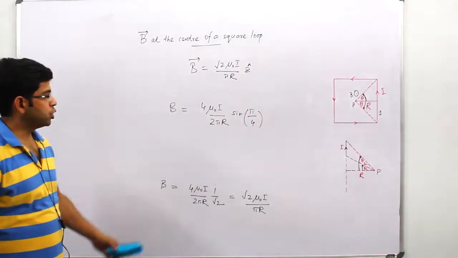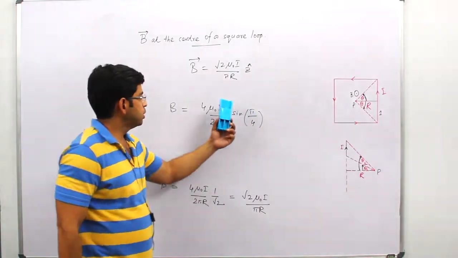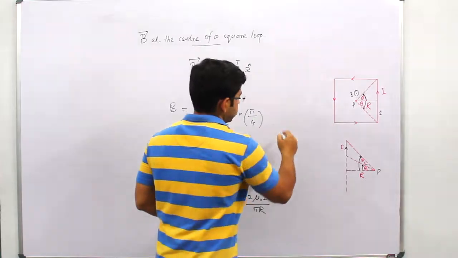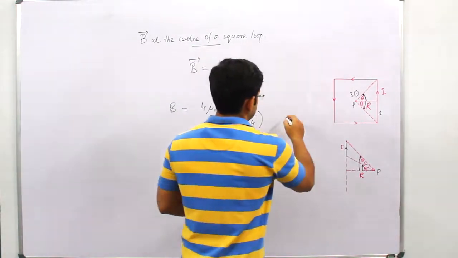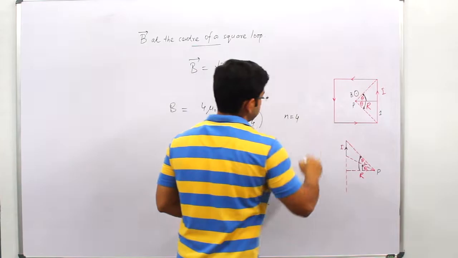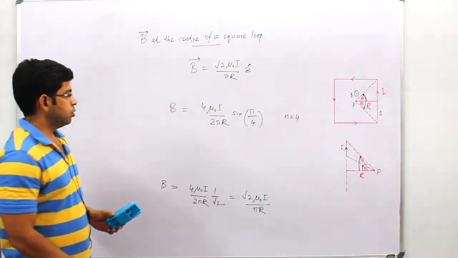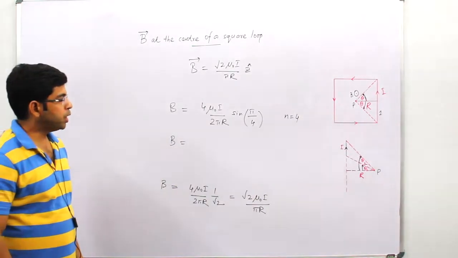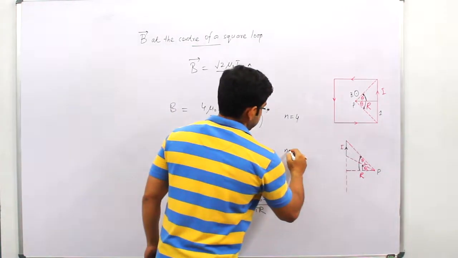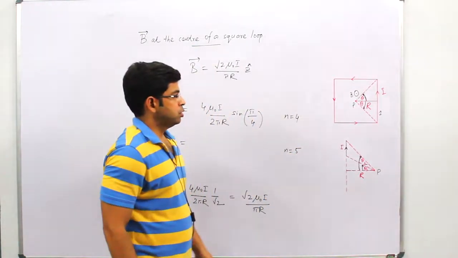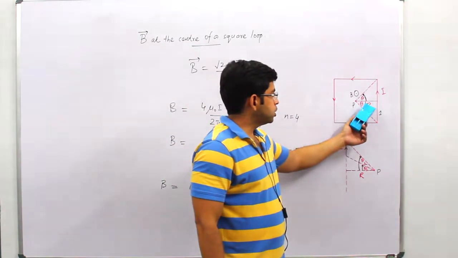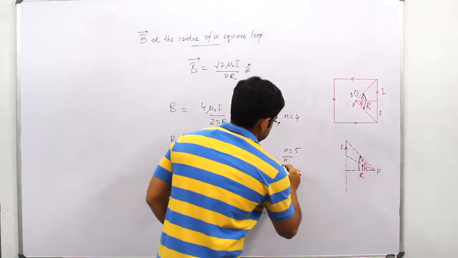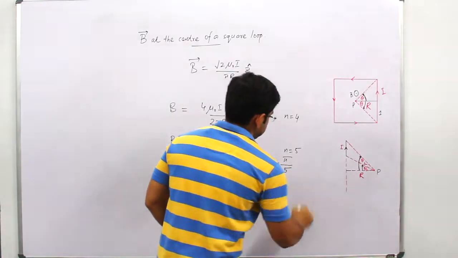Now you see, for a square we have here 4, here also we have 4. You can match these to the number of arms, n equals 4 in a square. Now if you calculate this quantity for, say, a regular pentagon, there we have n equals 5. So in that case, analogously, we will have this angle as pi by 5.